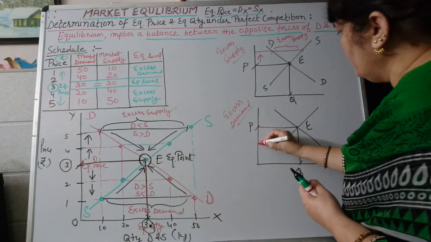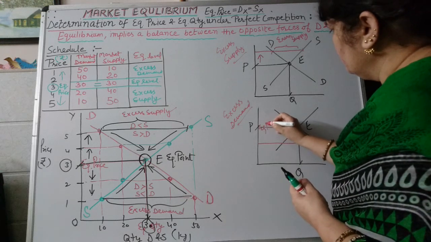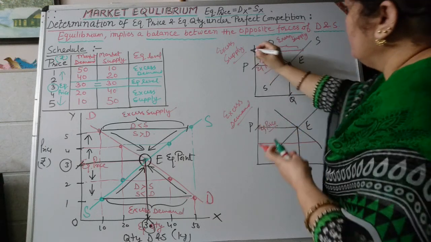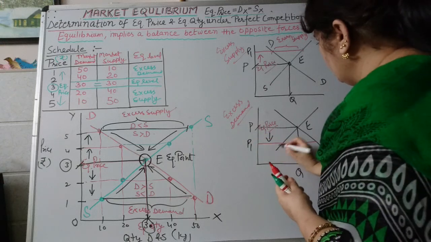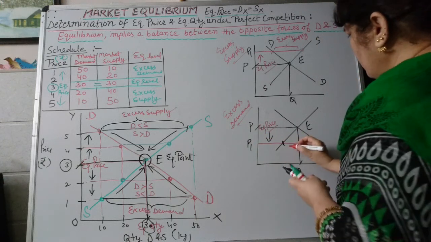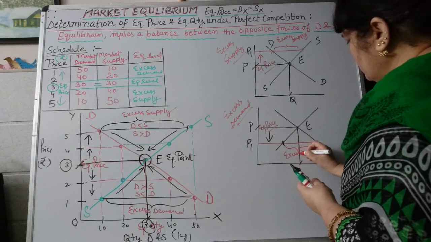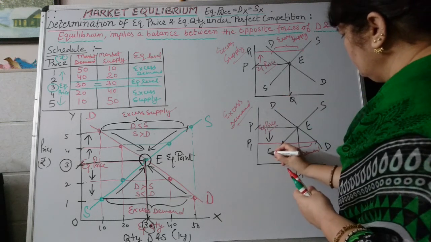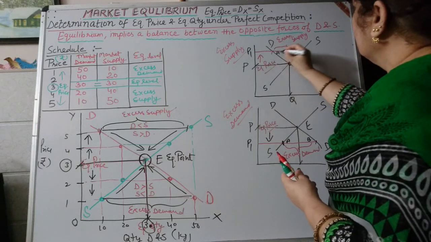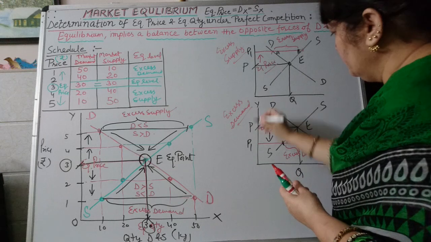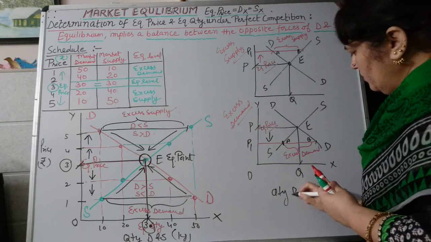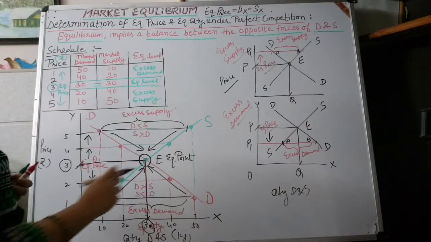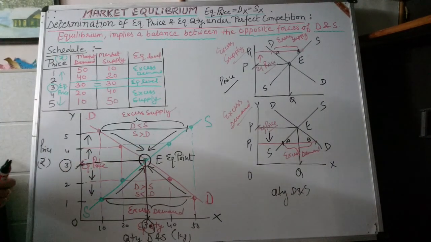If prices go below the equilibrium price, then there will be a situation of excess demand from A to B. So in this way we can draw the situation of excess demand and excess supply separately. So that's all regarding this topic.